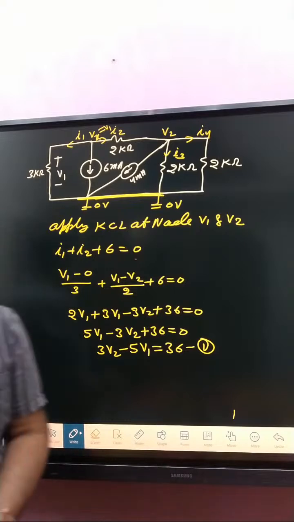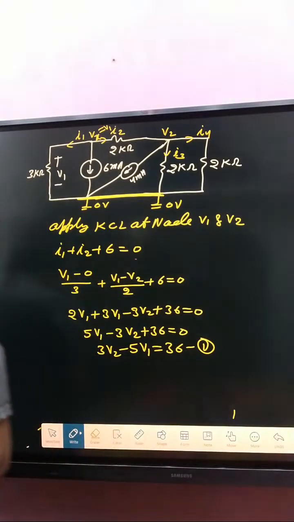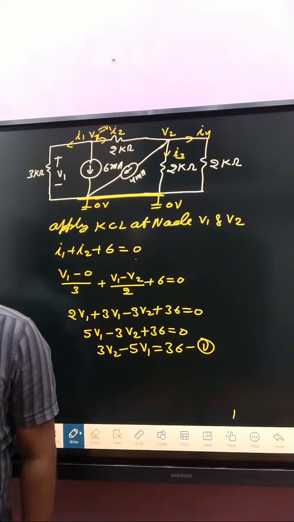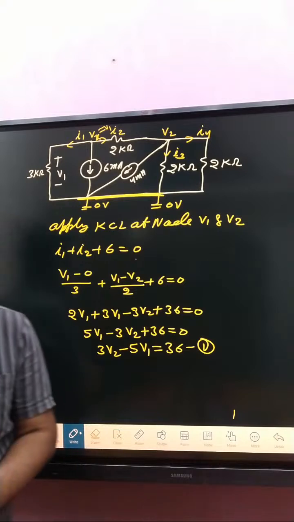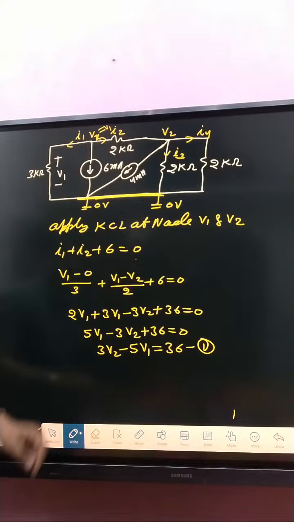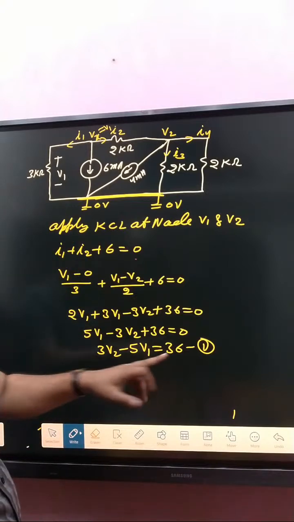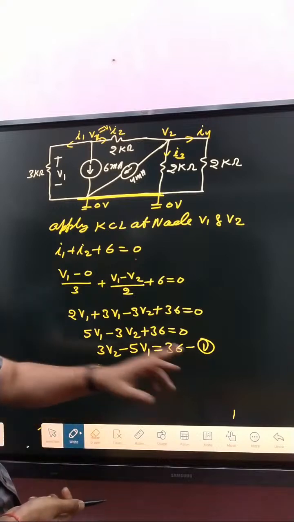If anyone phased out, then tell me, sir, I phased out at that step, then I will explain again. If anyone phased out corresponding to any step, then tell me. Comment it. I will explain again. Okay, so 3V2 minus 5V1, this will equal 36. That is equation number 1.